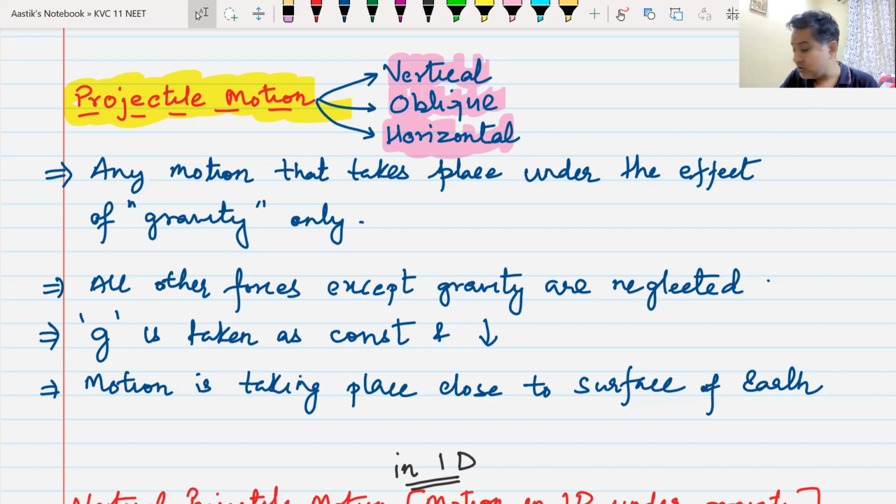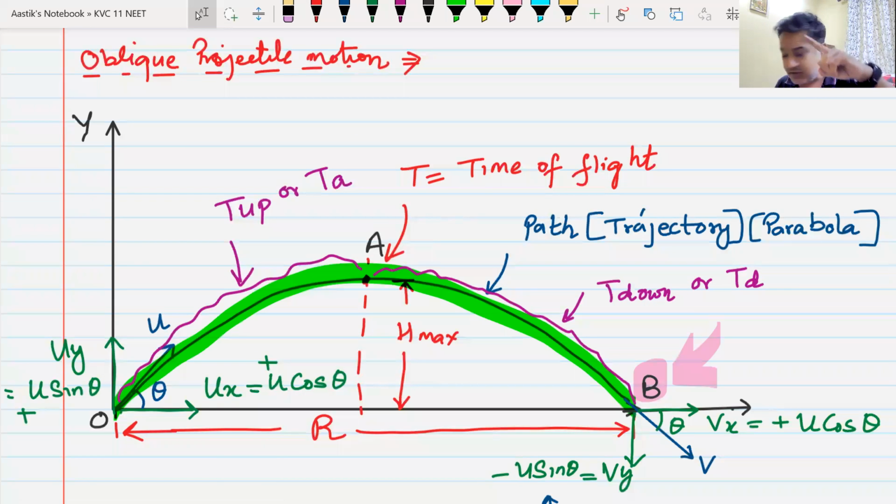We have also seen how we are going to write the equations. We had seen oblique projectile thrown at an angle. We had seen the important points of all these. Highest point, vertical velocity is zero, only horizontal velocity. We had seen all those points. Time taken to go up is time taken to come down. Yes or no?